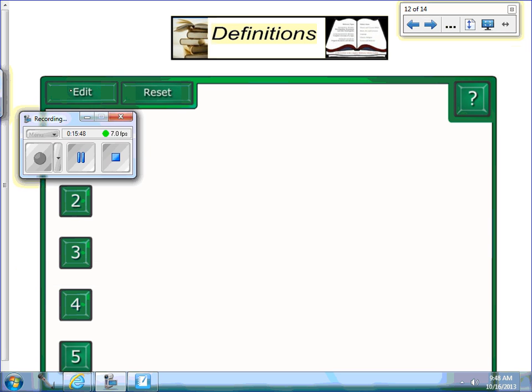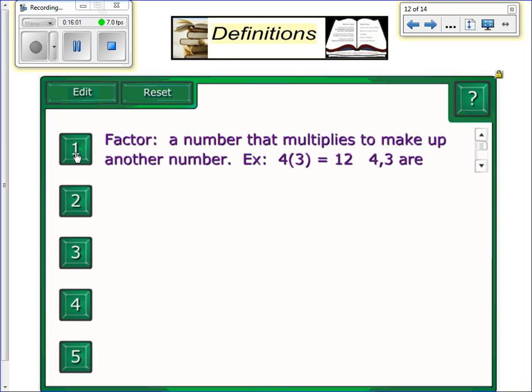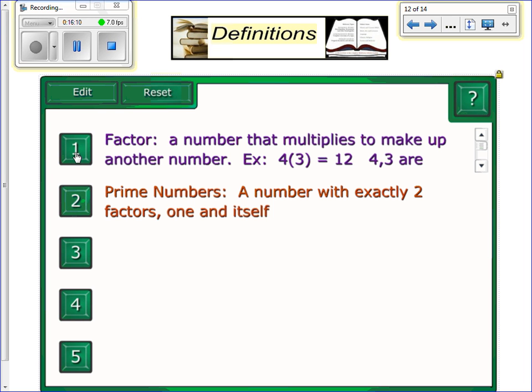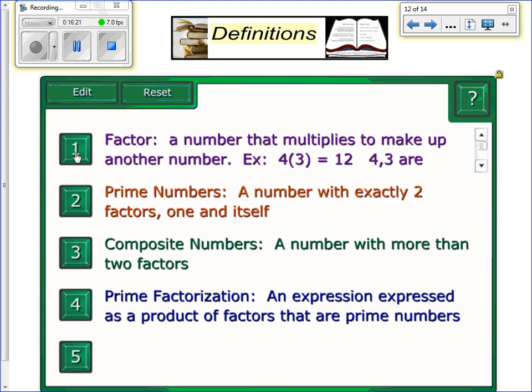Let's review some of our terms. The only one I want you to write in your notes is the very last one, because that's what our lesson is going to be about tomorrow. So when I get down to number 5 is when I want you to write that term down. Number 1, a factor is a number that multiplies to make up another number. For example, 4 and 3 are factors of 12. A prime number is a number with exactly 2 factors, 1 and itself. Composite number: a number with more than 2 factors. Prime factorization is an expression written as a product of factors that are prime numbers.